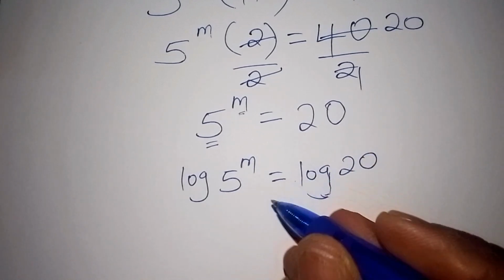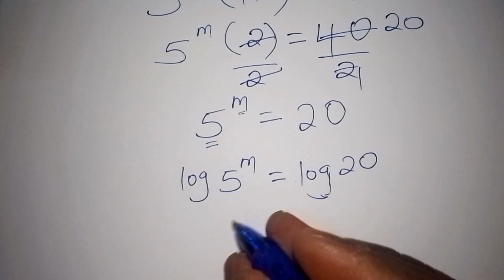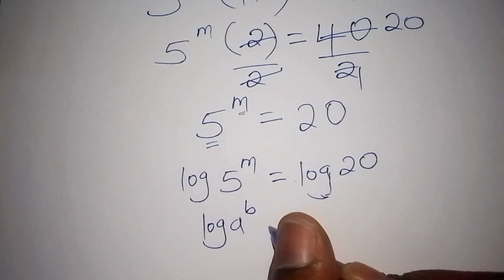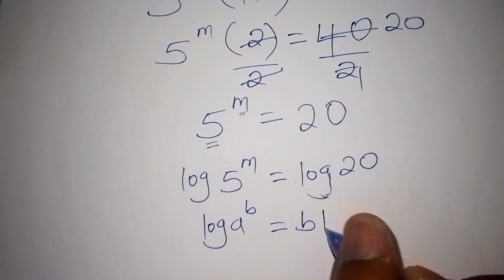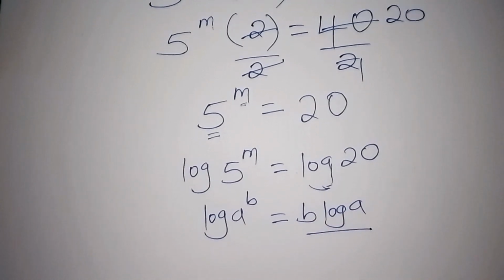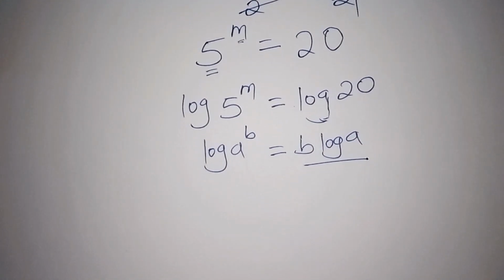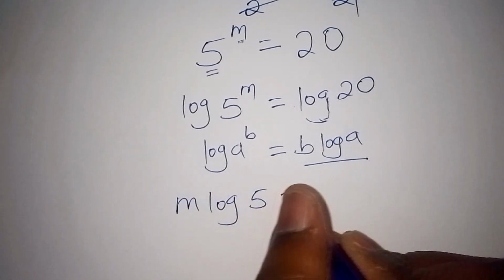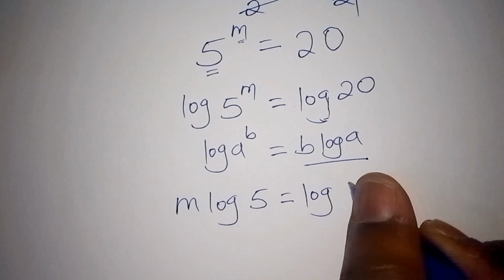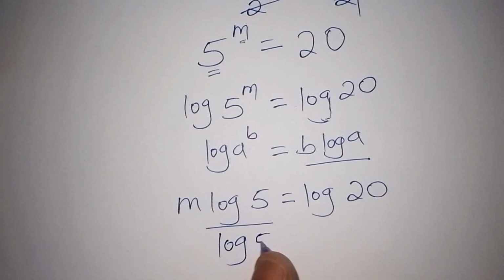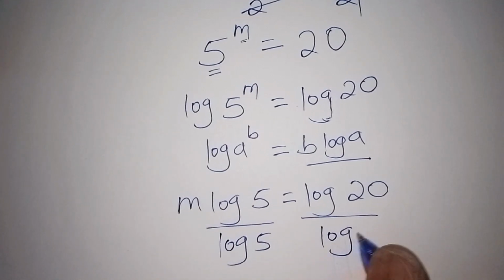We all know that the log of a to the power of b can be written as b log a. So we are able to write the log of 5 to the power of m as m log 5. Now we have m log 5 is equal to the log of 20. For us to remain with m on this side, we divide both sides by the log of 5.